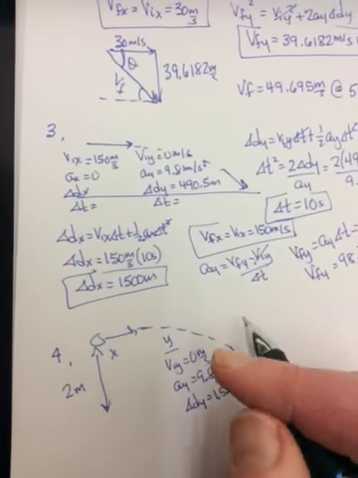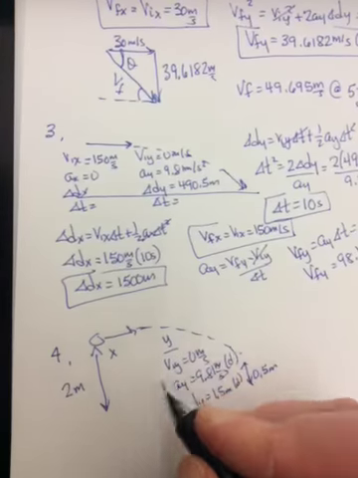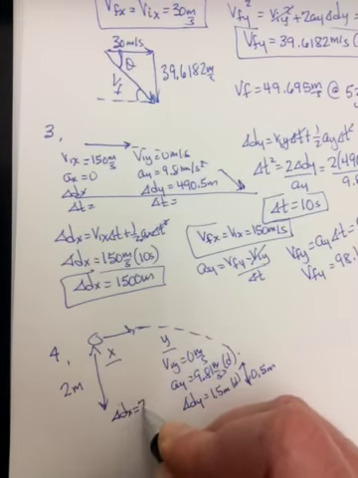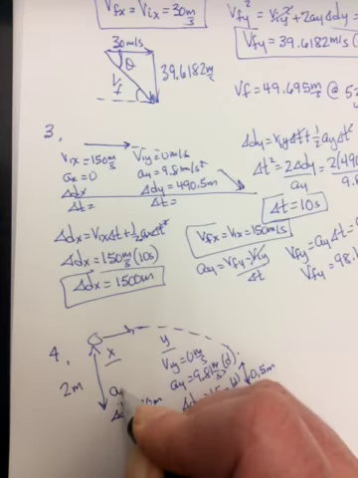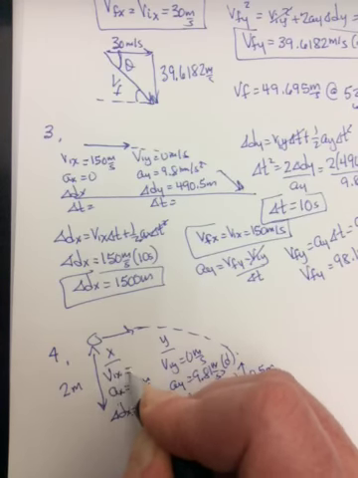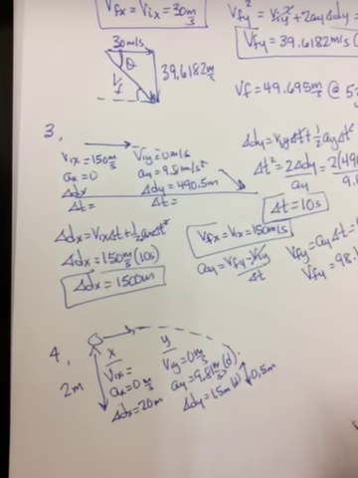Okay, the distance from the pitcher to the batter is 20 meters, so delta dx is 20 meters, ax is 0, and I'm betting it asks us for Vix. What speed?